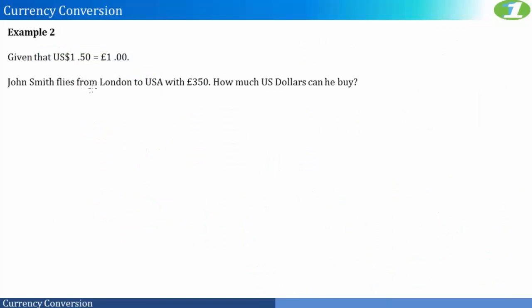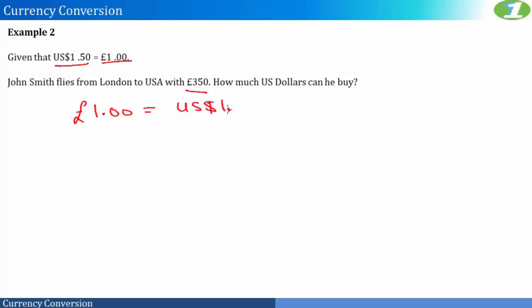Now, in this example, we're told that US $1.50 is actually worth £1. John Smith flies from London to the US with 350 pounds. How many US dollars can he buy, or does he have? Well, let's think about it.